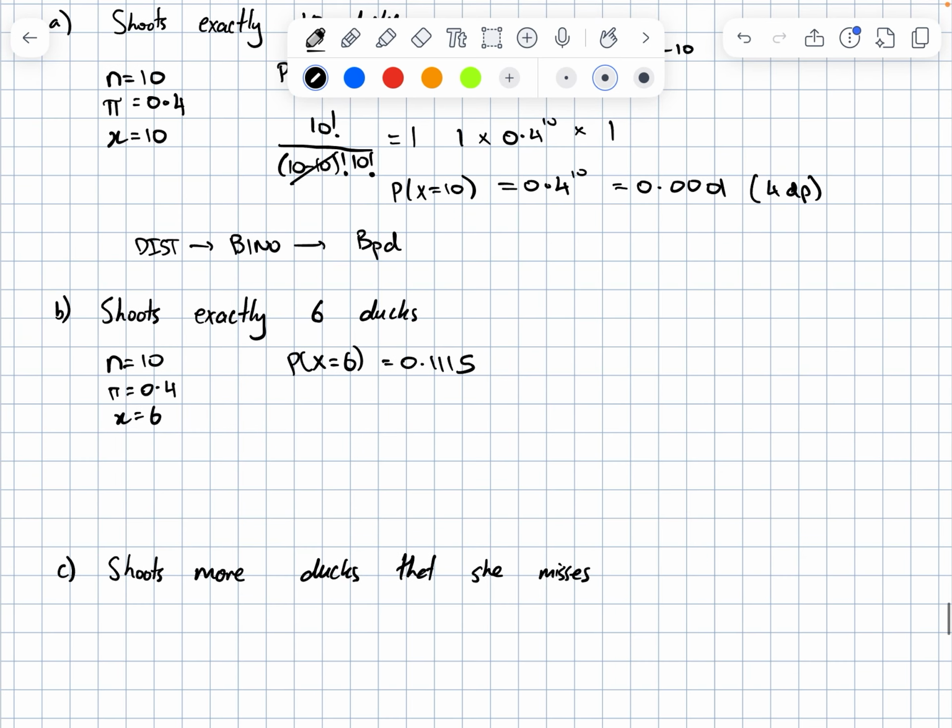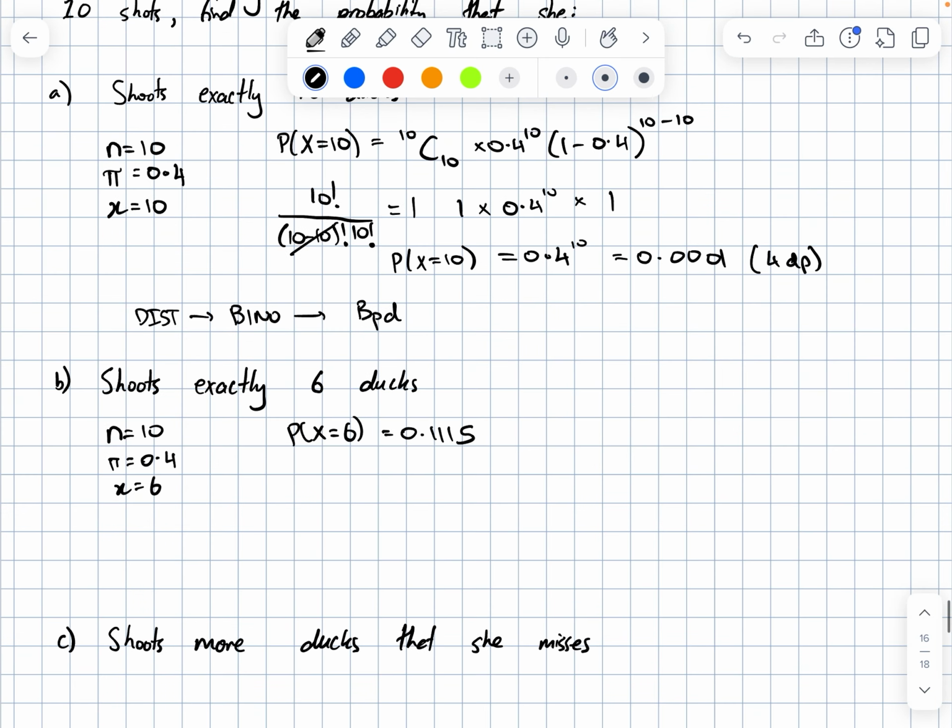You can also use the formula, and so alternatively you could do 10C6 times 0.4 to the power of 6 times (1 minus 0.4) to the power of 10 minus 6, which is 4.